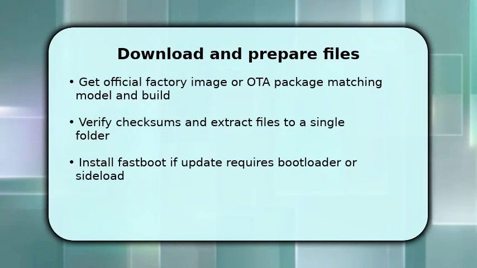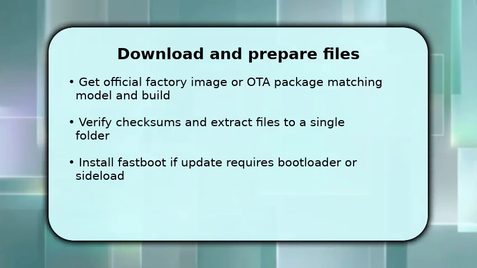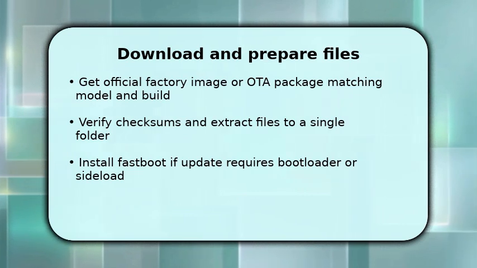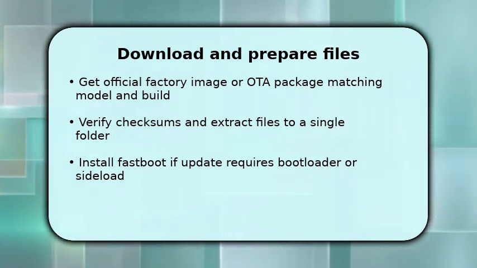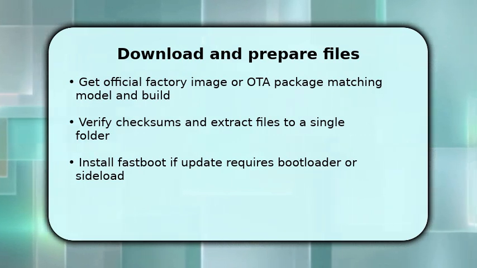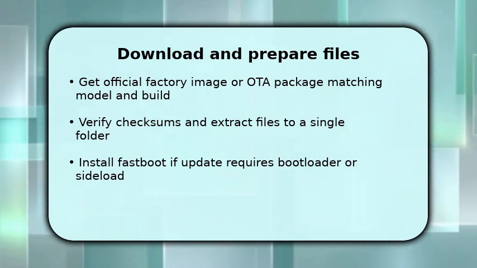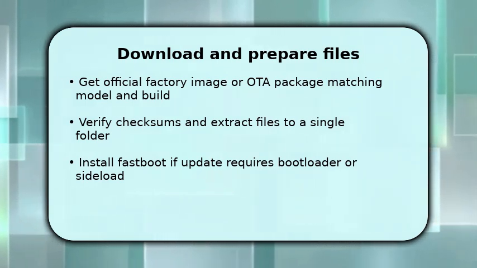Now connect the phone via a good USB cable, approve the computer prompt, and confirm ADB sees the device. You next download the official factory image or the OTA package that exactly matches your device model and build to avoid bricking. After downloading, verify checksums so you know the package is intact, then extract everything into one organized folder on your laptop for easy access.